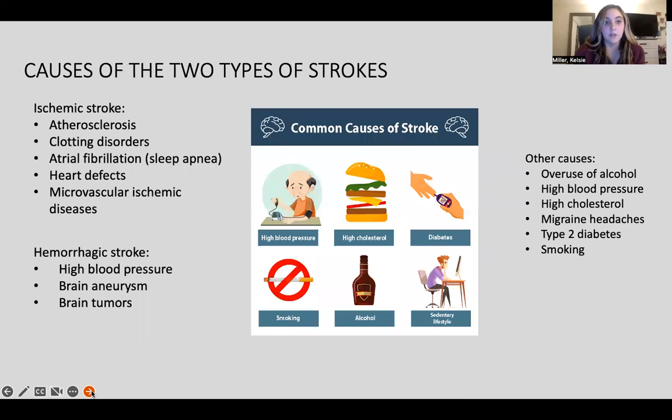The causes of the strokes: for an ischemic stroke, it can be caused by atherosclerosis, clotting disorders, atrial fibrillation, especially if someone has sleep apnea. It is also caused by heart defects and microvascular ischemic diseases. Hemorrhagic strokes are caused by high blood pressure, brain aneurysms, or brain tumors. And other causes of both these strokes can be an overuse of alcohol, high blood pressure, high cholesterol, migraine headaches, type 2 diabetes, and smoking.